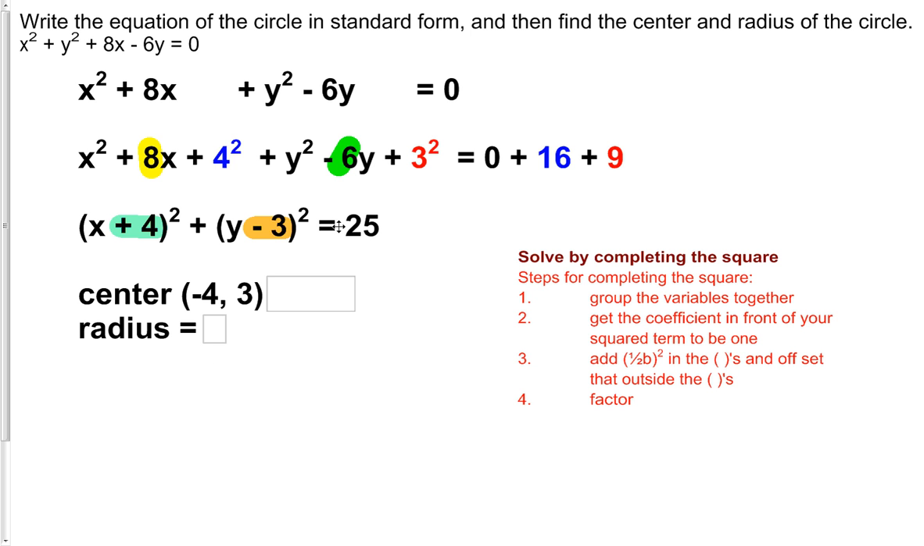Our radius is the square root of what's on the other side of the equal sign, because we know that r squared is on the right side of the equal sign. So in this case, that's the square root of 25, and that's going to be 5. We don't use the negative root because we're talking about a length.